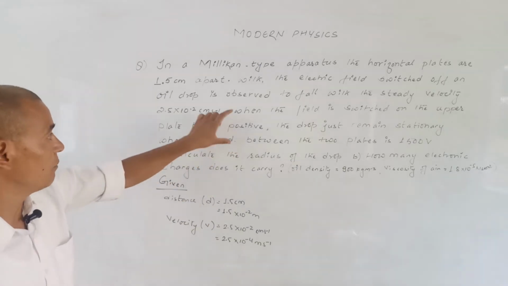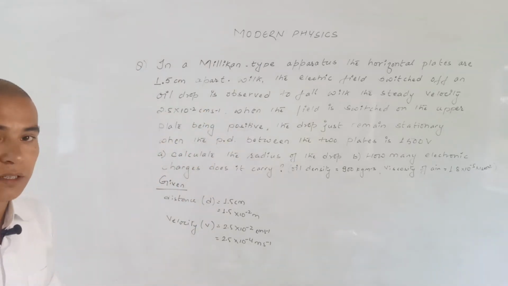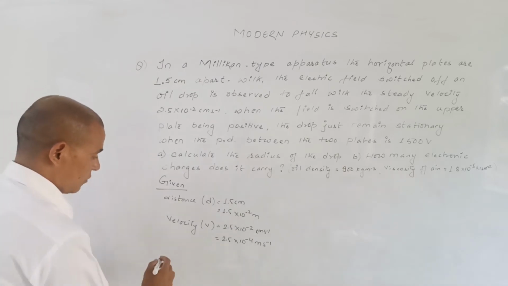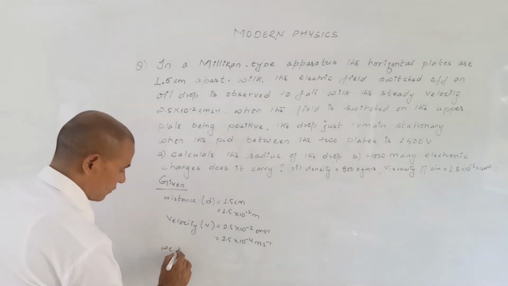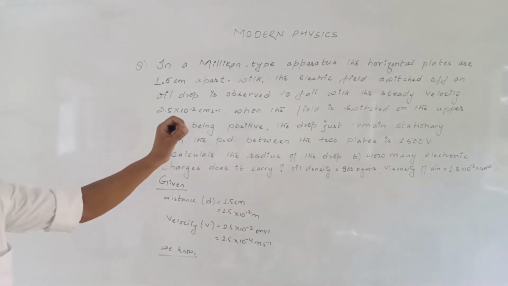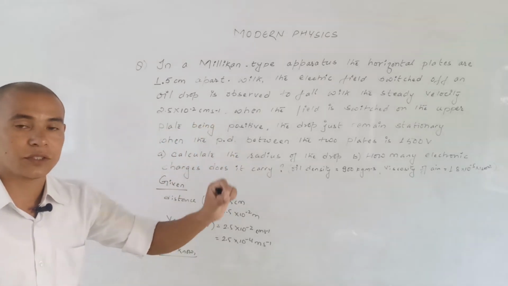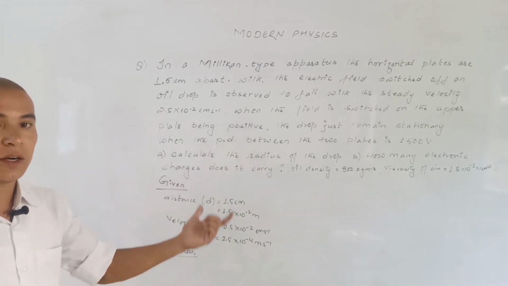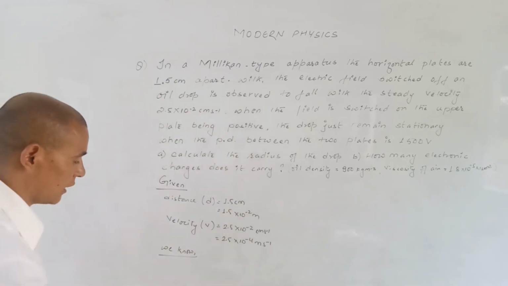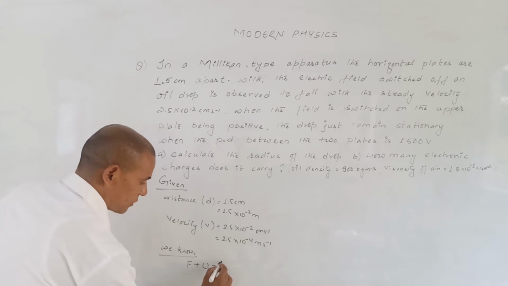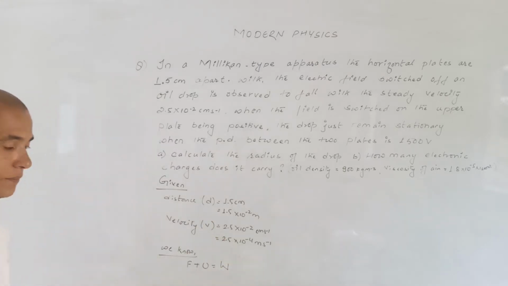So this is the second part. From the first part, first of all we have to calculate the radius of the drop. According to theory, when the oil drop falls with stationary terminal velocity, the force acting upward must be equal to the force acting downward. So the force acting upward, viscous force plus upthrust, will be equal to the weight.